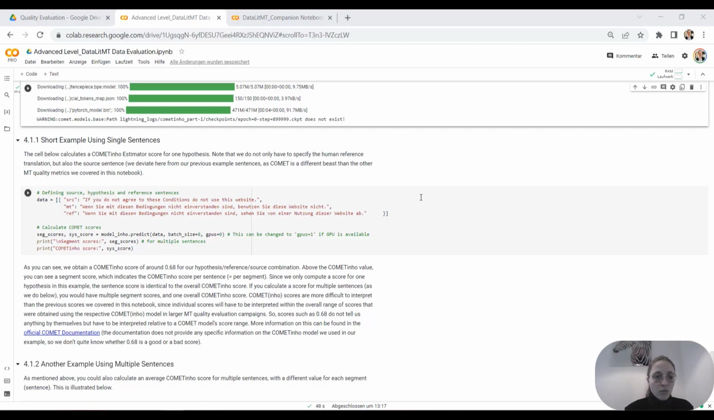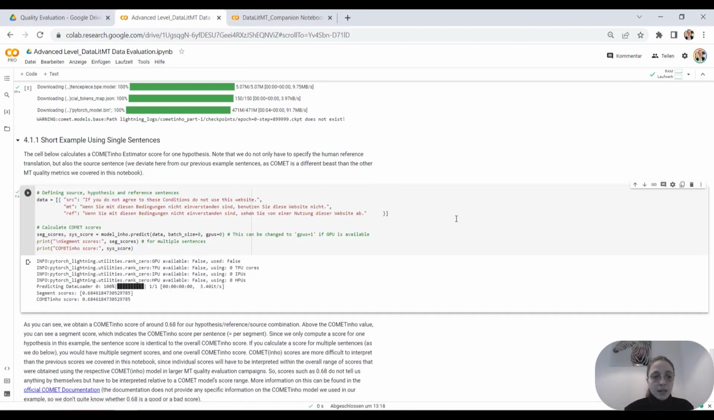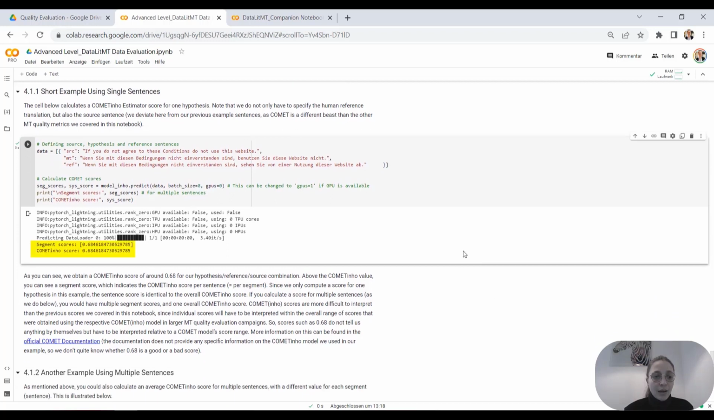So we can just run this cell to calculate the Cometinho score. And you can see it down here. The Cometinho score we get is 0.68. And above that, you can also see that we get a segment score, which is also 0.68. The segment score is calculated per sentence. So if we have one sentence, as we have here, then we get one segment score. If we have two sentences, we would get two segment scores, and then get an average COMET score. We will show that in the calculation below. But what you can always focus on is the actual COMET score, so at the bottom.